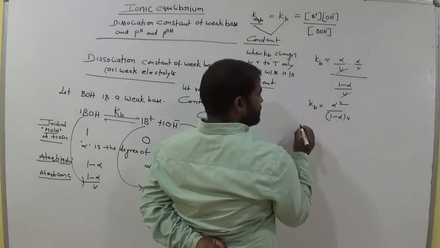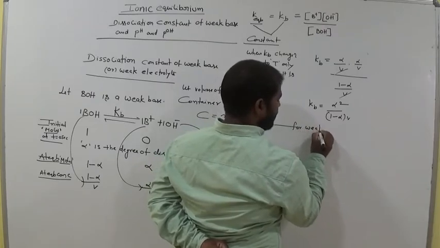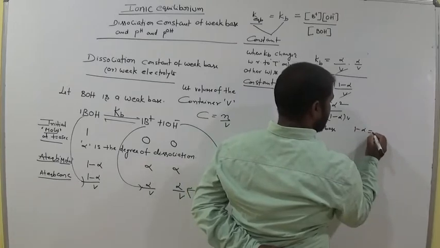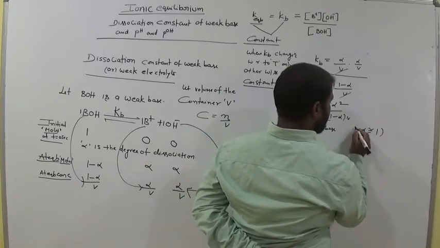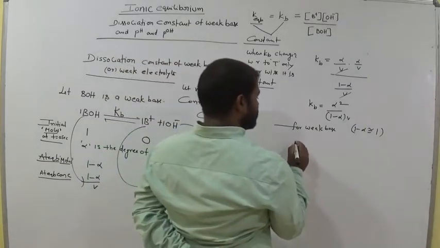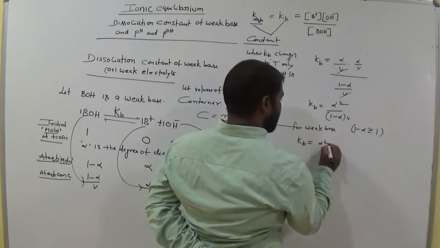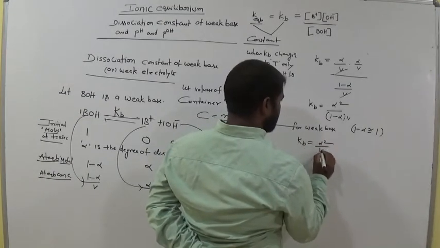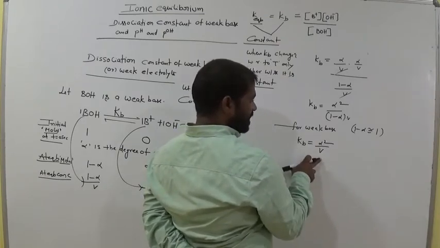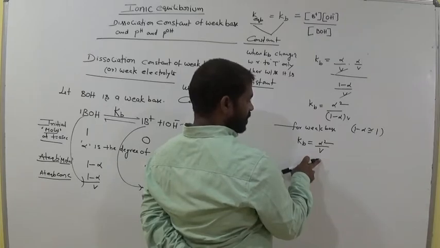So for a weak base, 1 minus alpha is taken as 1. Remember this point. So now Kb is equal to alpha square by V. Is it clear, everyone?